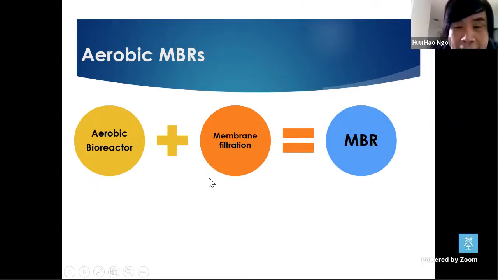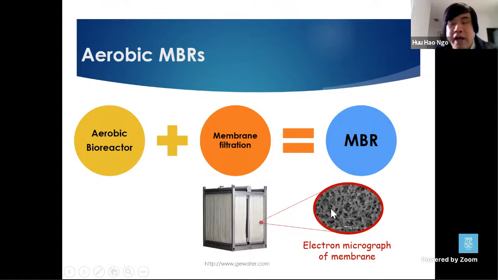And then we add the membrane either inside the aerobic bioreactor or outside the aerobic bioreactor. And then the definition is MBR. The MBR is, in fact, quite simple. But when people think about aerobic MBR, they think the membrane can do the biological function. No, not at all. The membrane only does the physical filtration. Not more than that. Okay, so this is the definition of the Aerobic MBR.